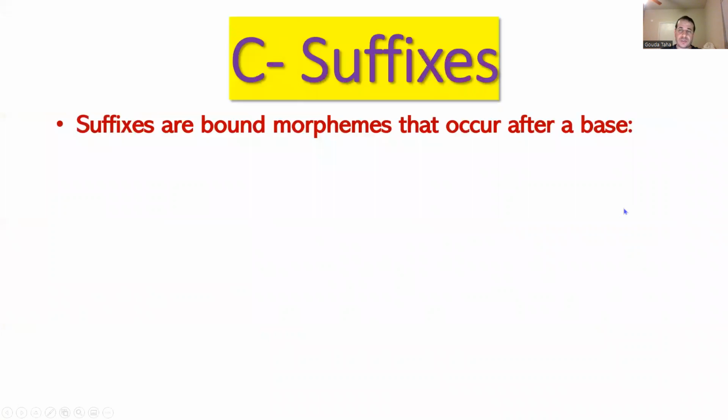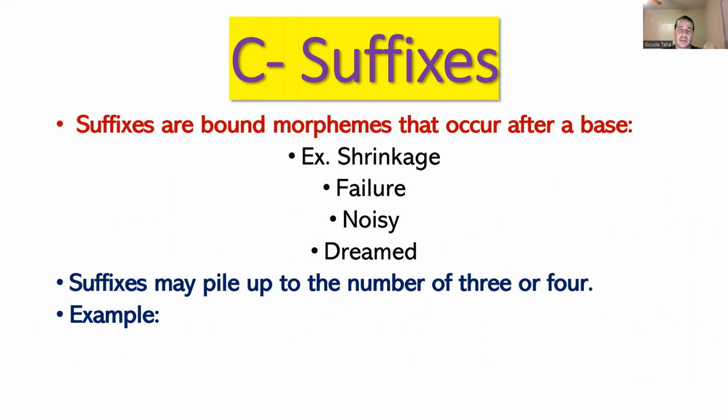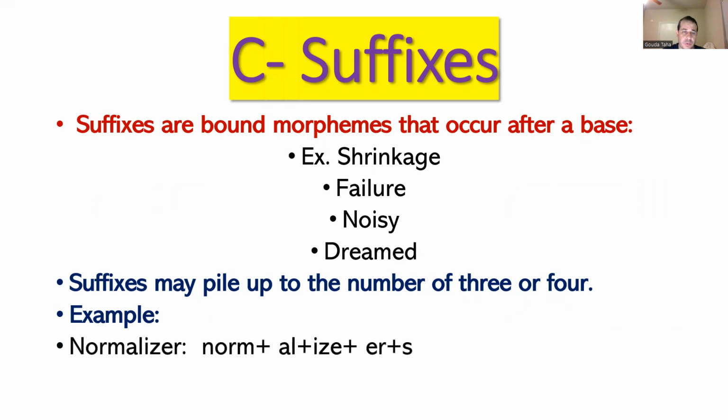And also we have suffixes, which are quite different from prefixes in that they are added after a base. So for example, we have here age or ure in failure to get the noun form, or y in noisy after noise, or even ed in dreamed. So in this case, we could say that our lexical item could have one or more suffixes piled up. For example, we have the word norm, so we can add al to get the adjective form, ize to get a verb form, er to get a singular noun, and then we have s to get the plural noun.